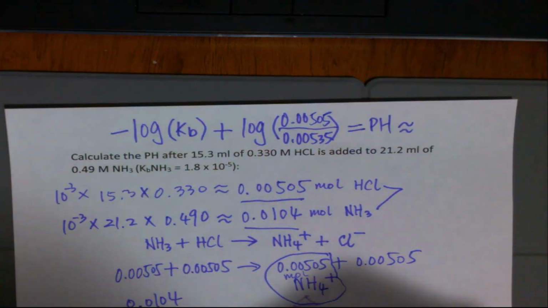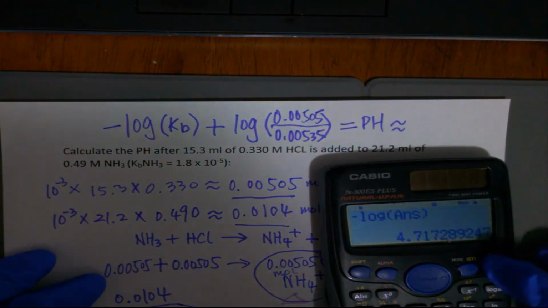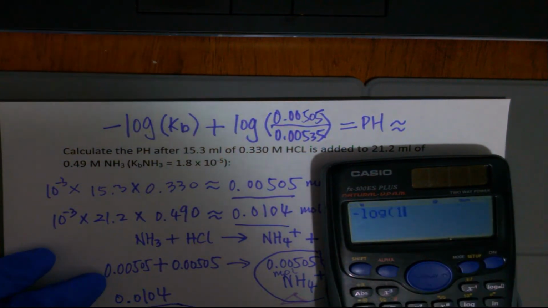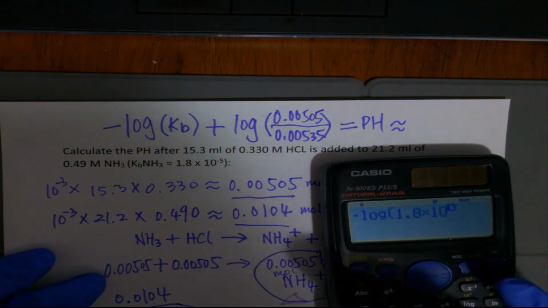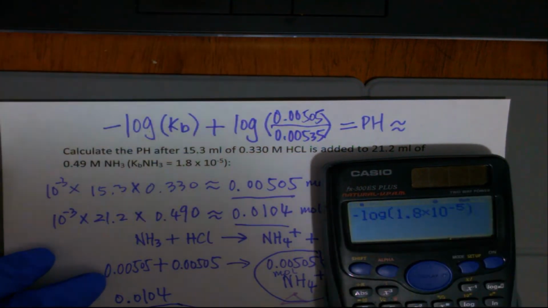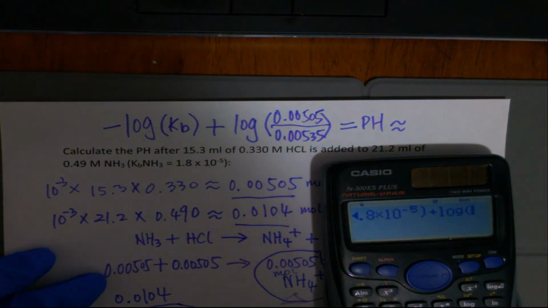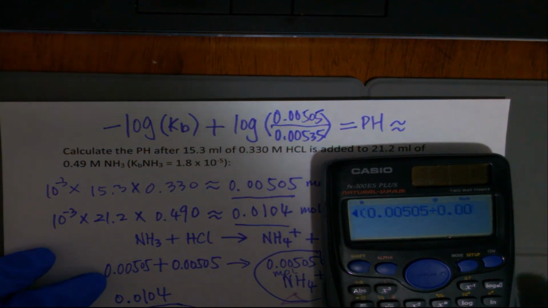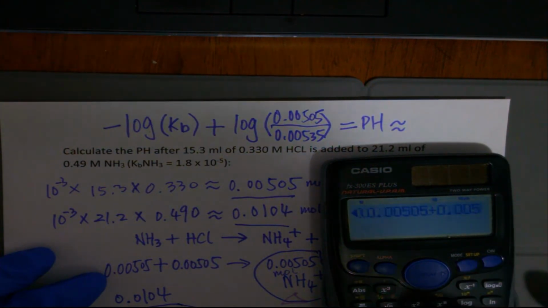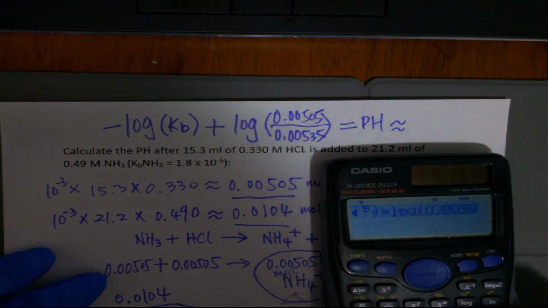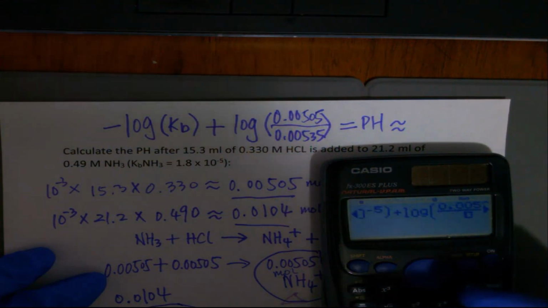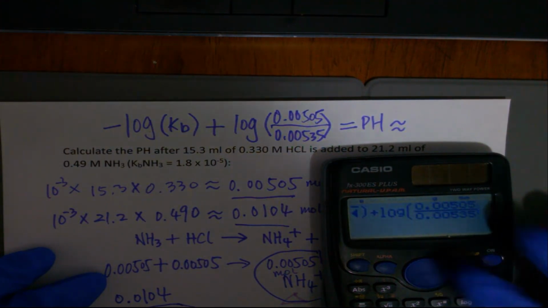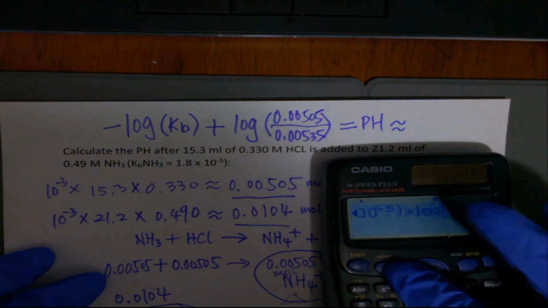Let's do a calculation. I'm going to put my calculator here just to show you how advanced this method is. So negative log of 1.8 multiplied by 10 to the negative 5, and plus log of 0.00505 divided by 0.00535. So in order to see everything, I'm going to do this so that you can see better.